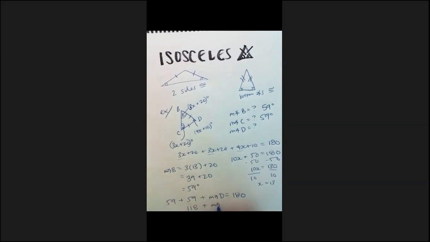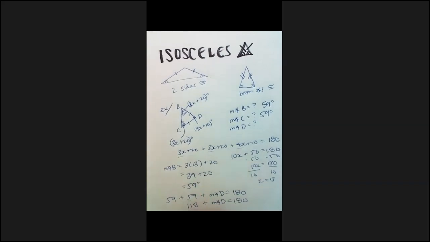The way that Miss Atkin did it, she actually added B and C and subtracted that value to finally get the measure of angle D. So those are 2 different ways that you could solve for that final angle measure.